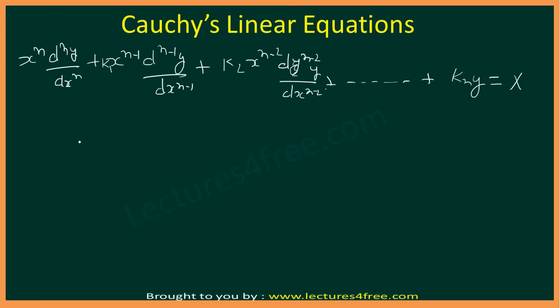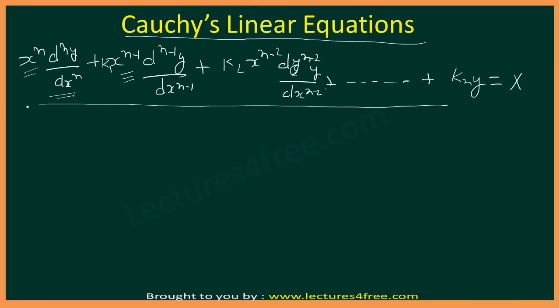Okay guys, let's see this equation. In this equation, the coefficient of the derivative d^n y upon dx^n is x^n. Similarly here, the coefficients of derivatives are some function of x. It is not only a constant, but some function of x also. To eliminate this function of x, we will make two assumptions so that we can convert this equation. This equation is the standard form of Cauchy's linear equation.